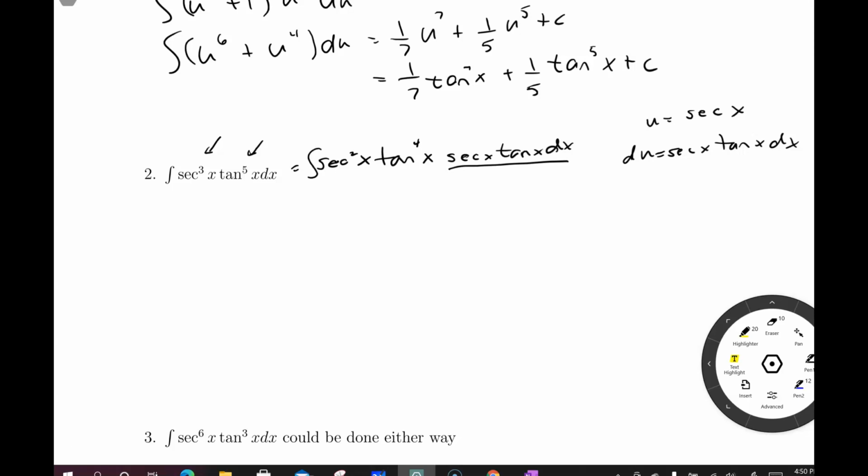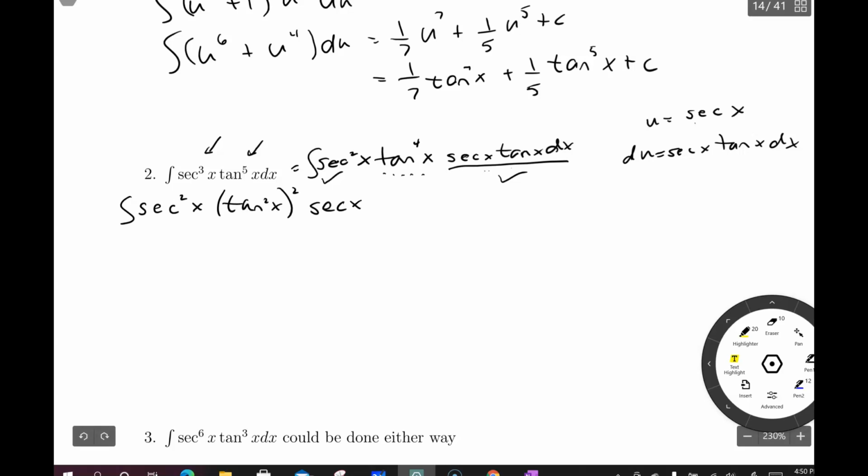Okay, so let's see what's going to work. If u is secant, this will be taken care of. This will be my du, so I just need to rewrite tangent to the fourth. There's no identity with tangent to the fourth, so it's necessary to think of this as tangent squared x squared. Okay, so let's use our identity on tangent squared to get it in secant. That's what I need, right? So tangent squared will be secant squared x minus 1 squared. Make sure you get the identity right.